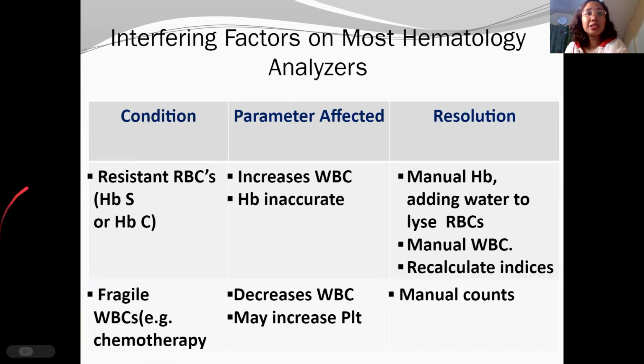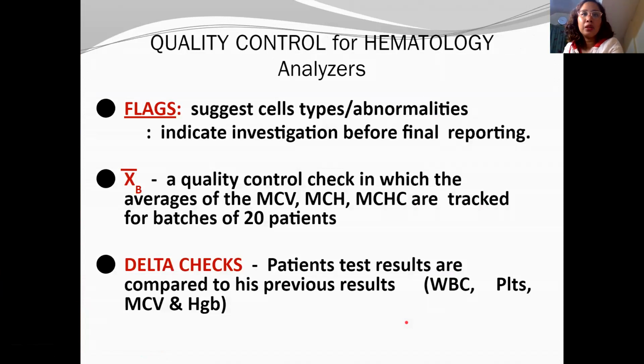What if there are red blood cells which are resistant to lysing? For the cyanmethemoglobin measurement, you need to lyse the cells, so you would be the one to manually lyse the red blood cells. If there are fragile WBCs, do manual counts. For the hematology analyzer, there are flags, like the H for high and L for low shown earlier. These flags help you investigate if there are abnormalities in the blood.